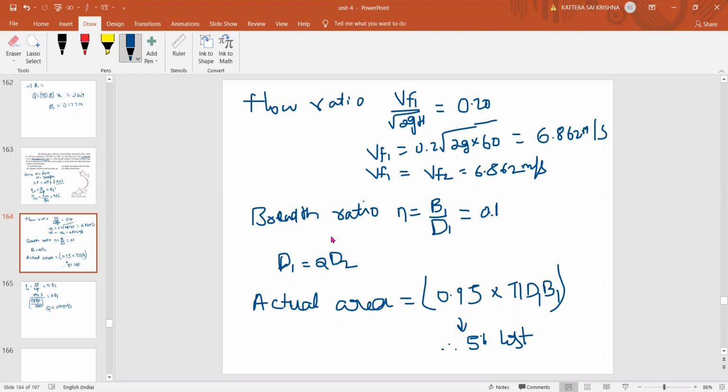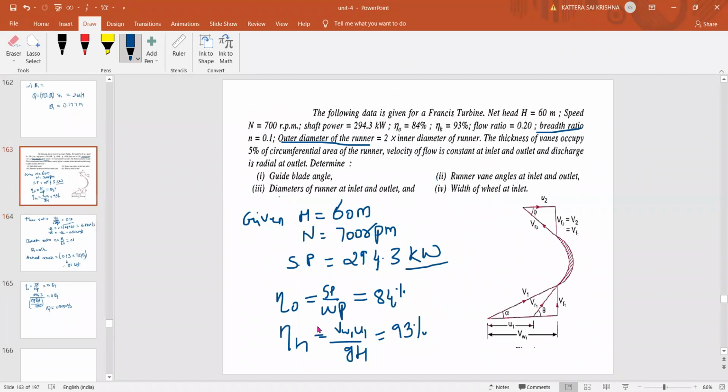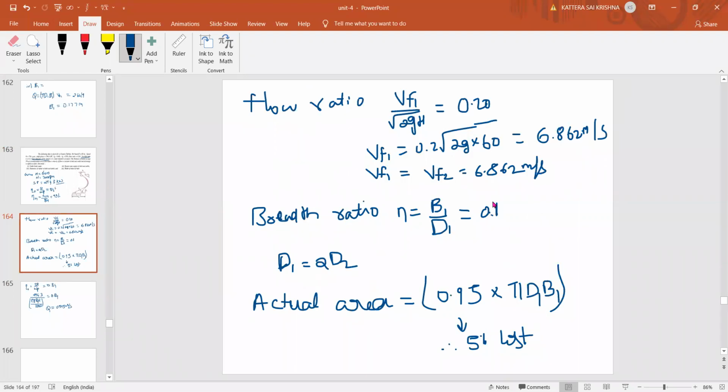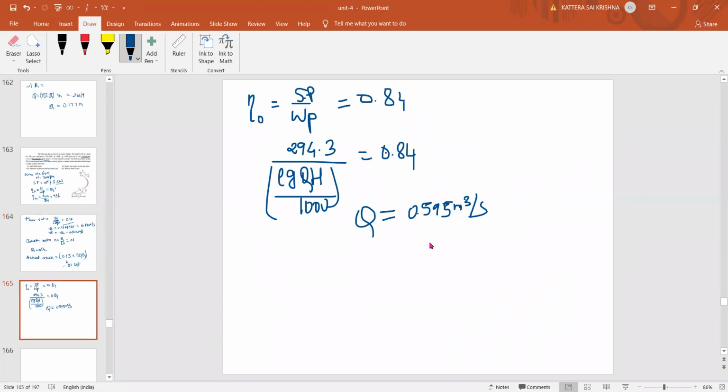Right. So okay. So one more efficiency he has given. What is that? Hydraulic efficiency. So U1. Do you have the U1 value anywhere? No. So U1 you can calculate by using pi D1 N by 60, if you have the D value. Do we have the D value? We don't have D also, right? So first, by using this discharge, you can find the D value.